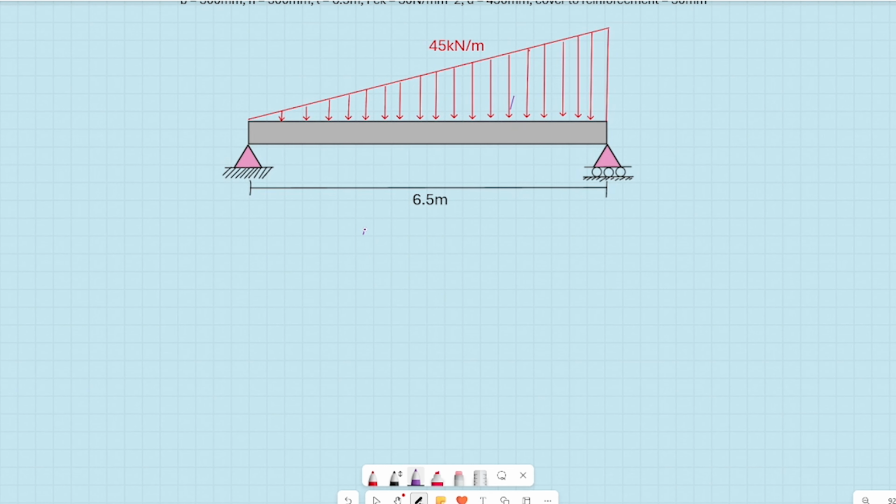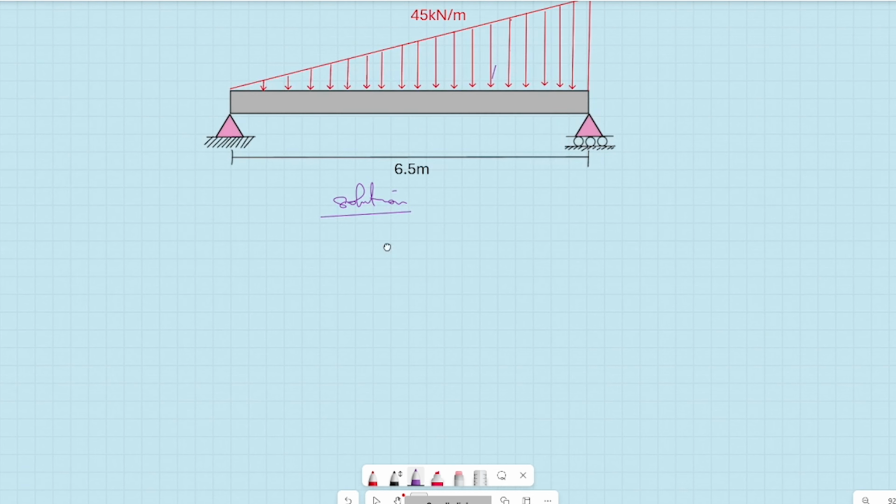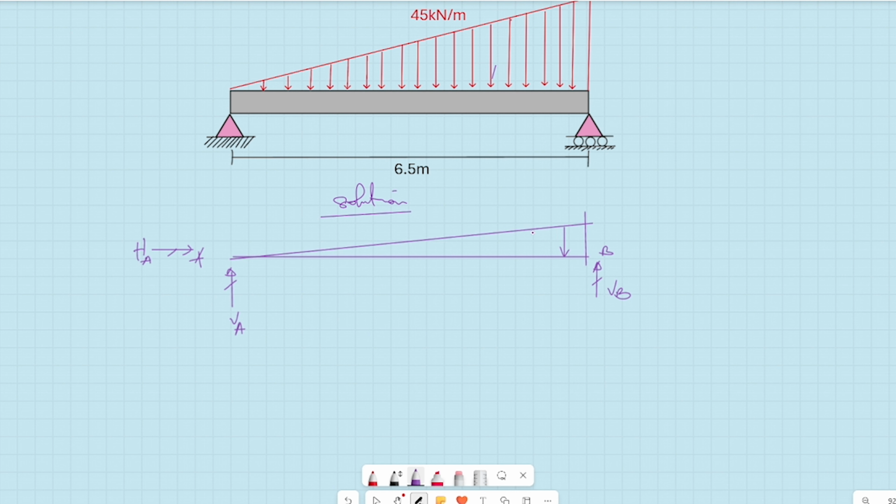First of all, solution: we draw the free body diagram underneath like this, and represent the load on the free body diagram. So that's the free body diagram for the structure. That's a triangular load. We need to find the equivalent point load for the 45 kilonewton per meter. So we need to convert that to an equivalent point load.